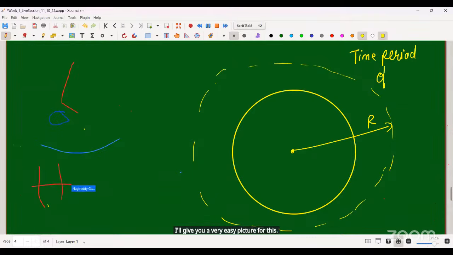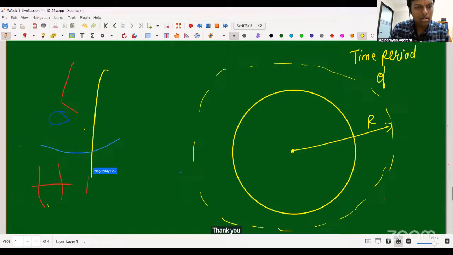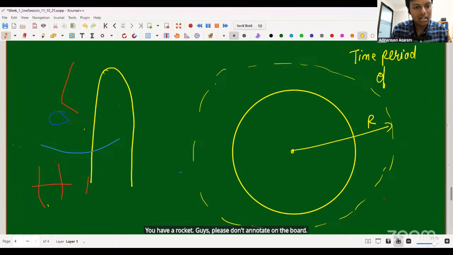Okay, I'll give you a very easy picture to this. Guys, please don't annotate on the board. It's quite disturbing. I hope you guys stop doing that.